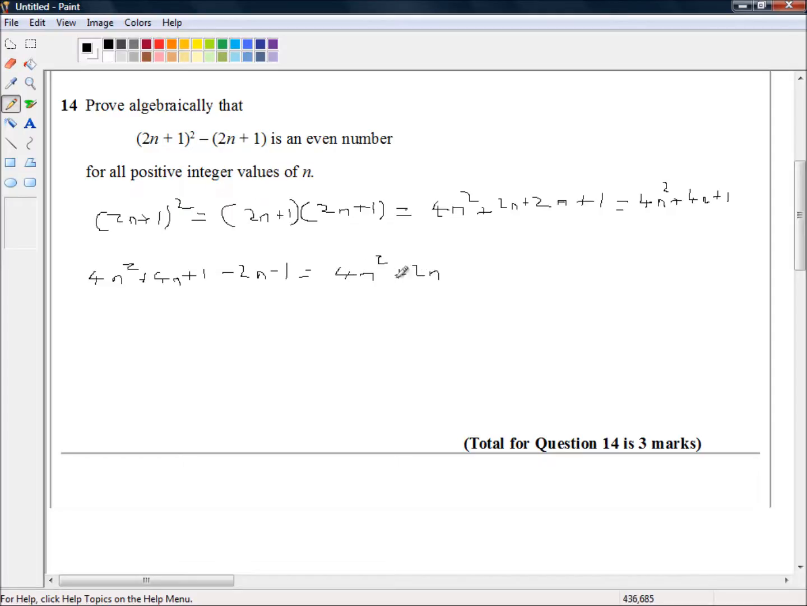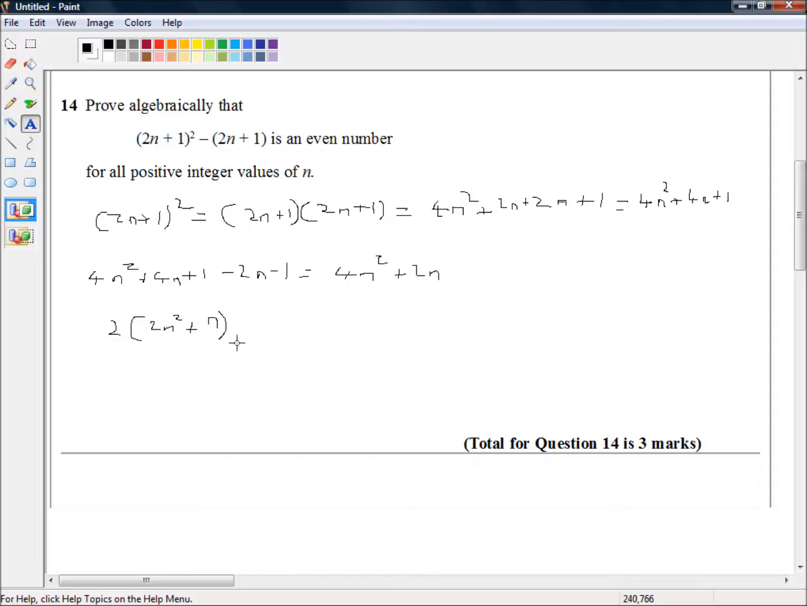Now I would be tempted to pull out the 2n, but because we're trying to prove that this value will always be an even number, I'm only going to pull out the 2. So this is equal to 2 into (2n squared plus n). And I'm not worried about this bit here, except to say that if n is a positive integer, then this will be a positive integer.